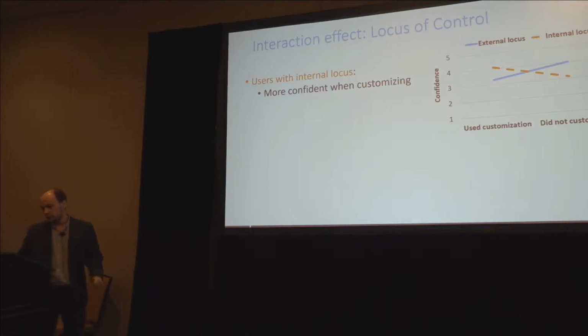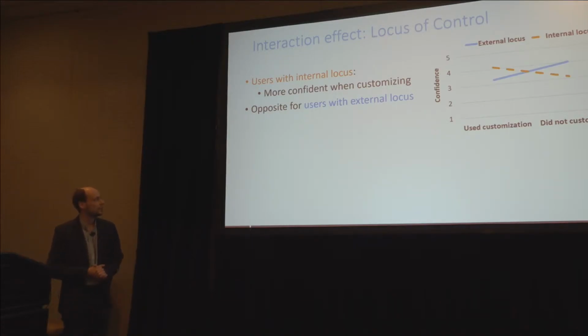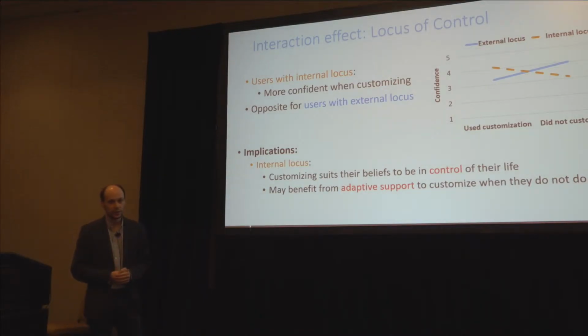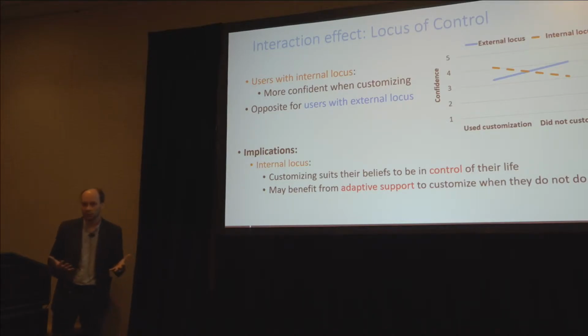What we found is that users with an internal locus are more confident when customizing than when not customizing, the orange line. People with an external locus, it's the opposite: they were less confident when customizing. Having an internal locus means that people believe they're in control of events happening in their life. Somehow this seems to suit that belief. When they customize, they were more confident, so it suits the belief that they're in control, and maybe they like it.